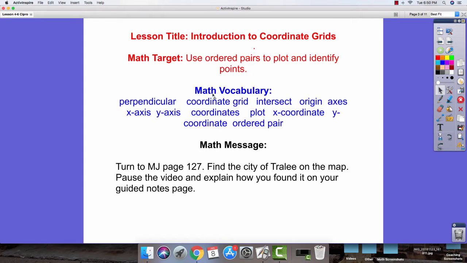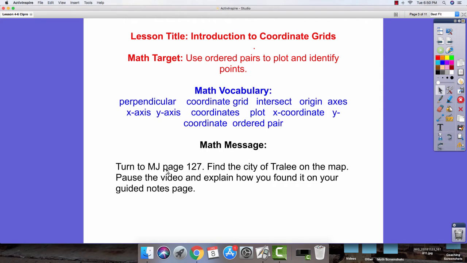Here's our key math vocabulary: perpendicular, coordinate grid, intersect, origin, axis, x-axis, y-axis, coordinates, plot, x-coordinate, y-coordinate, and ordered pair. There's a whole lot of words today, but we will be using this throughout the video, throughout the year. You'll get more used to these terms if they're a little scary for you right now. Here's our math message, though.